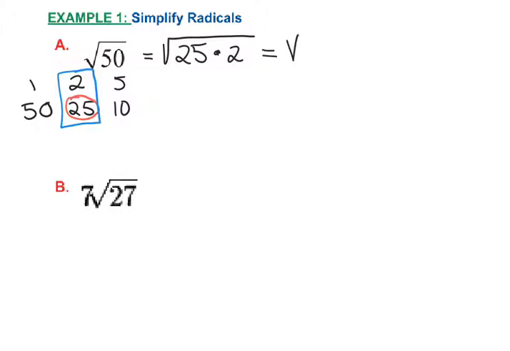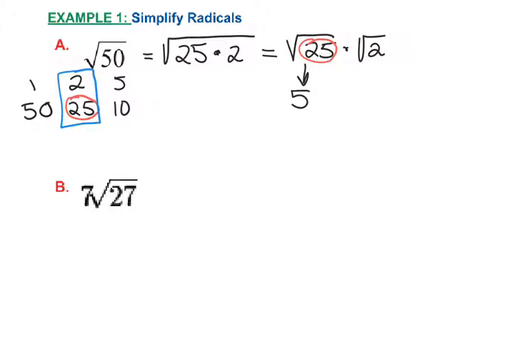Now, because of the product property, I can split that up into the square root of 25 and the square root of 2. And going back, that 25 is our perfect square. Those are the numbers that we can take the square root of. So if we take the square root of 25, we get 5. Put it on your calculator. You'll see there's no square root symbol around that anymore.